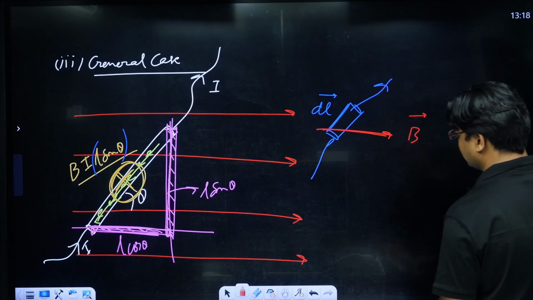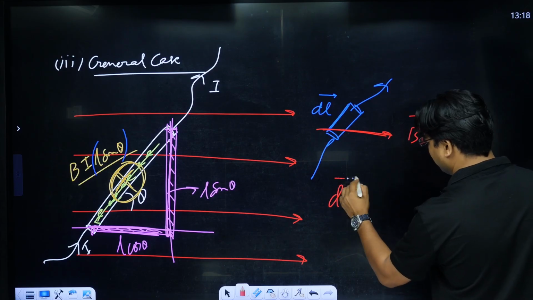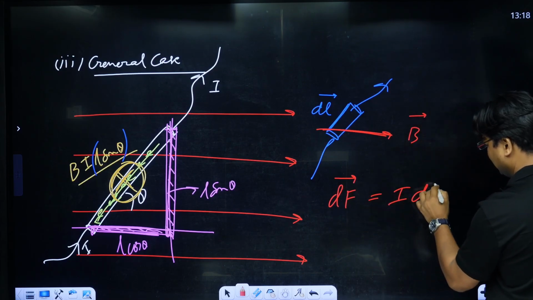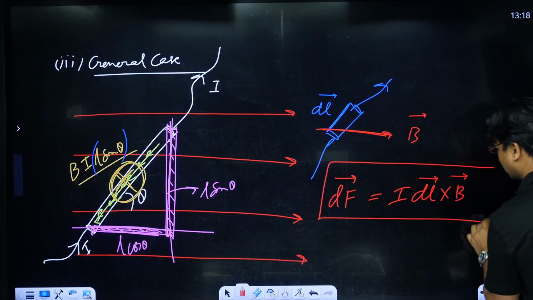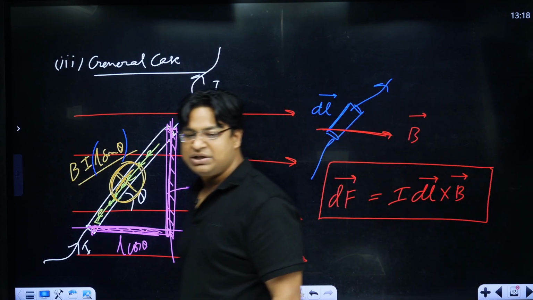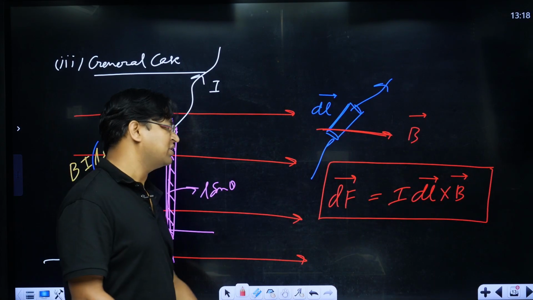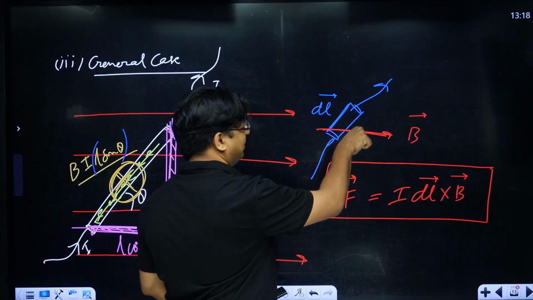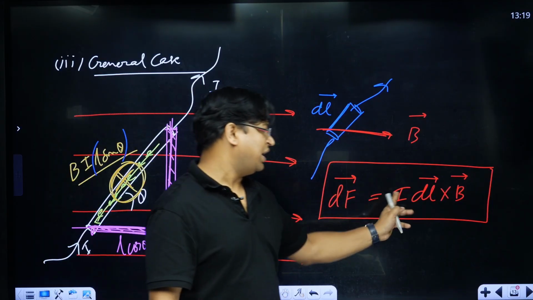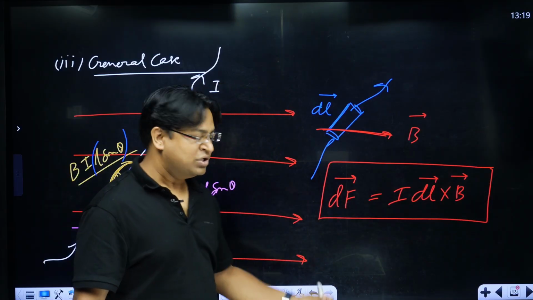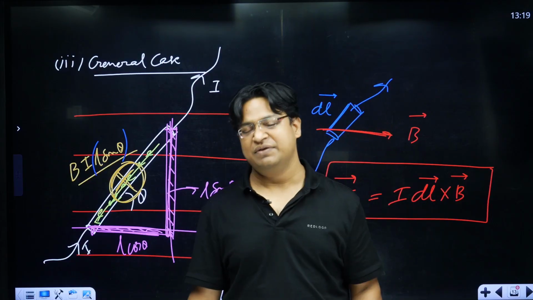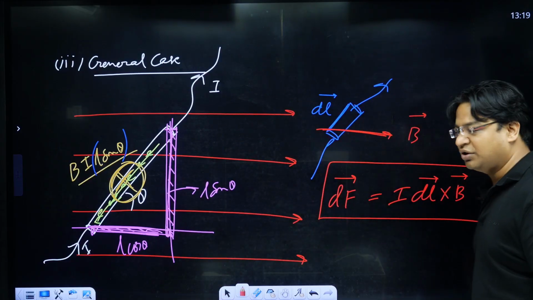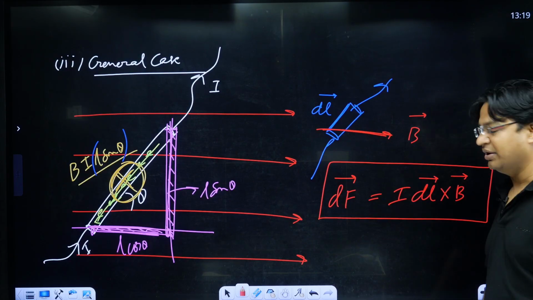So you see that if you write the force dF vector as I dl cross B, this takes care of all the three cases, magnitude wise as well as direction wise. Everything is covered here. So dl cross B will be into the screen, and the magnitude will be I dl B sine theta. So this is the expression that we are looking for. All the three previous cases are covered here. So this is how we write force on a small current carrying element.